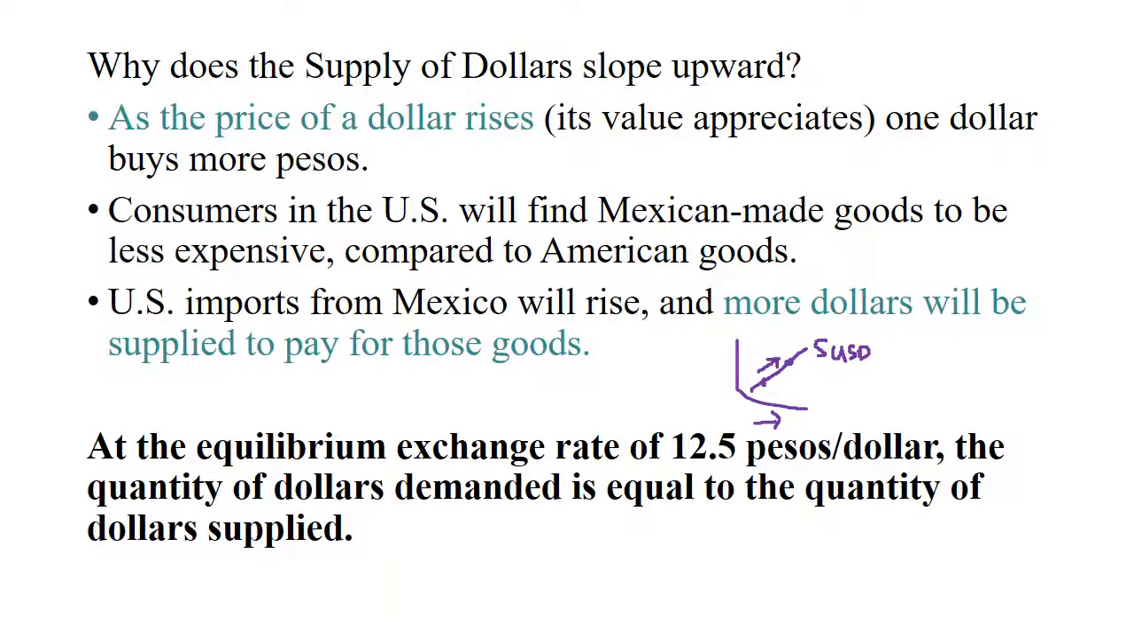By the way, if you wanted to convert this drawing into pesos, of course you'd label it supply of peso, demand of peso, quantity of peso. The exchange rate would change, but the number would have to change too. You couldn't leave that 12.5 on the side. You would need to divide 1 by 12.5 to figure out how many US dollars purchase 1 peso.